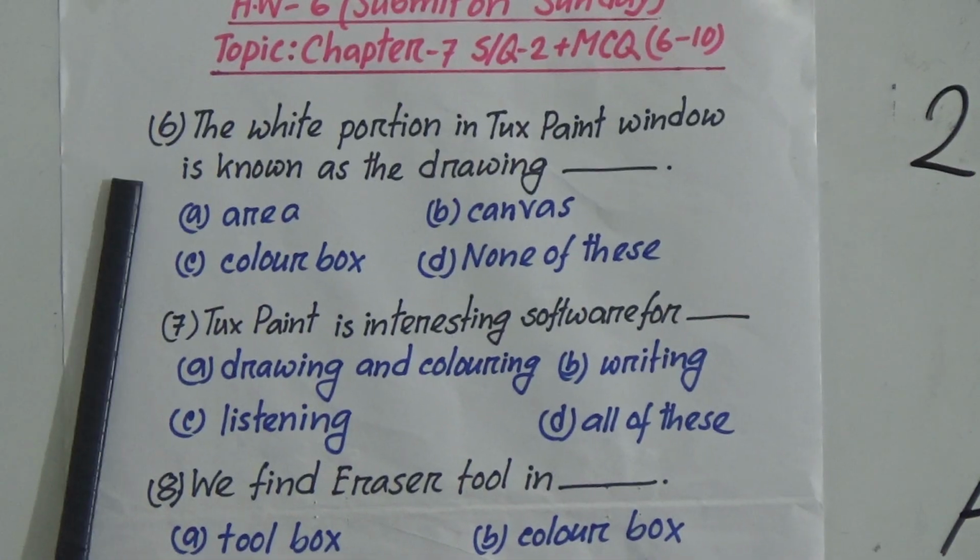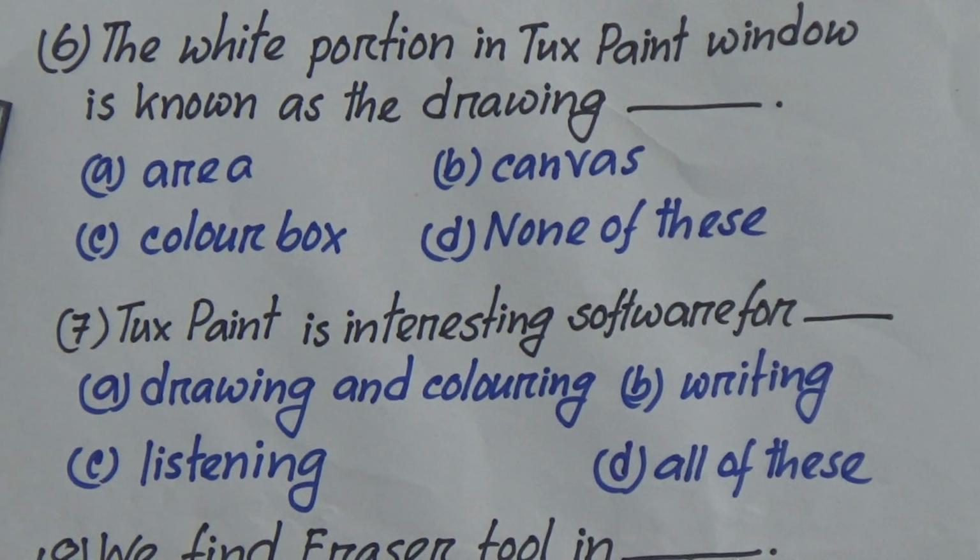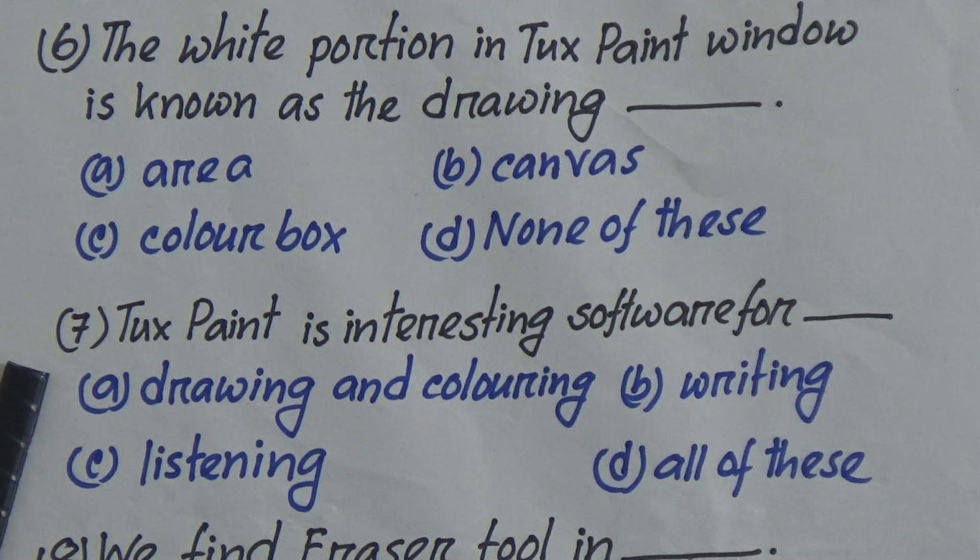MCQ 6, I am not pointing so that you can see the MCQ very clearly. Number 6. The white portion in Task Paint window is known as the drawing: A, dash area; B, canvas; C, color box; D, none of these. Number 7. Task Paint is interesting software for: A, drawing and coloring; B, writing; C, listening; D, all of these.